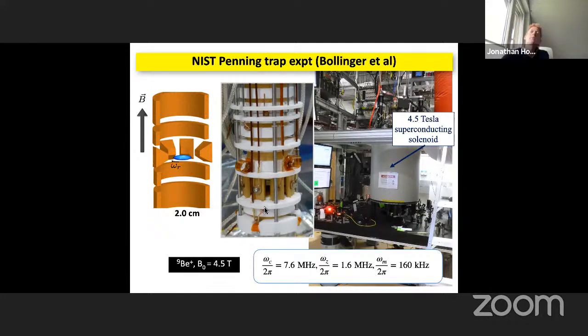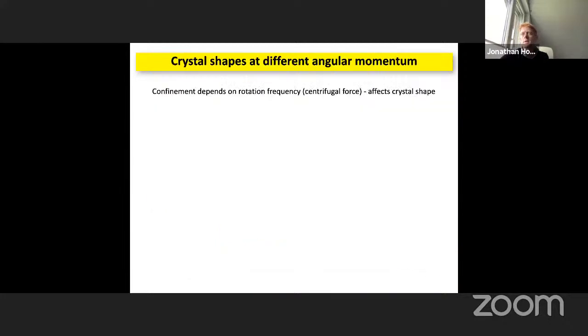So what are the sort of frequencies that John Bollinger works with? He has this 4.5 Tesla magnet for beryllium ions, okay? So his cyclotron frequency is 8 megahertz or so. His axial frequency is about 1.5 megahertz, and his magnetron frequency, again, by ion trap standards that's pretty low, is around 160 kilohertz. But what he's doing is working with large crystals of ions, right? And crystals provide a balance between their confining potential and the Coulomb interaction. That's how the crystal forms in that sense. It's a naturally forming crystal.